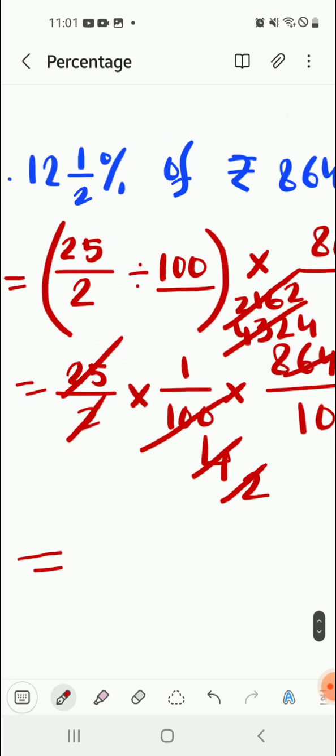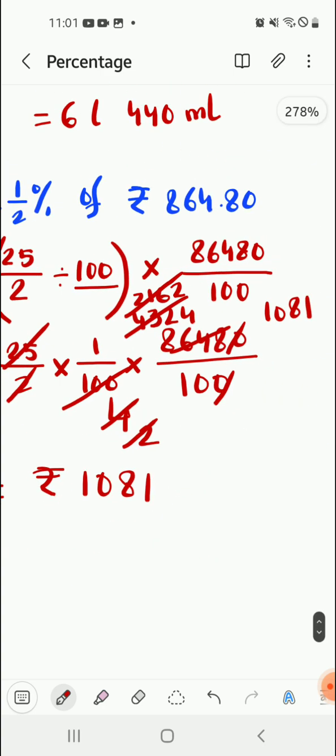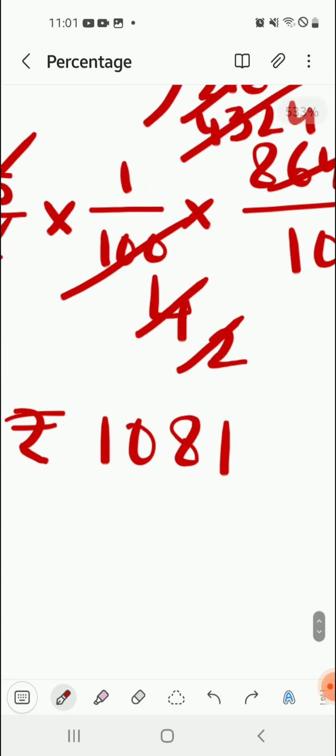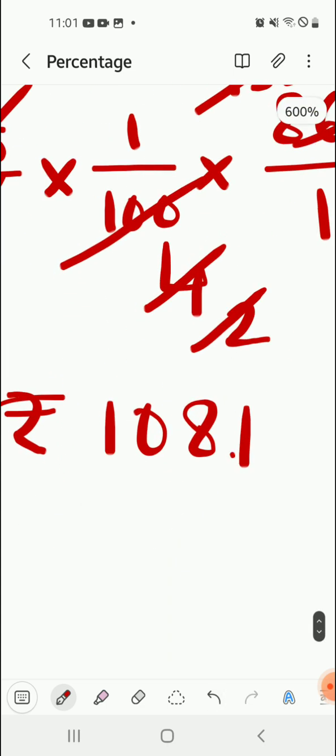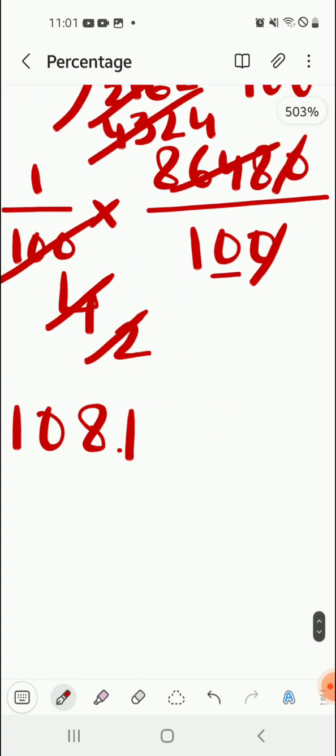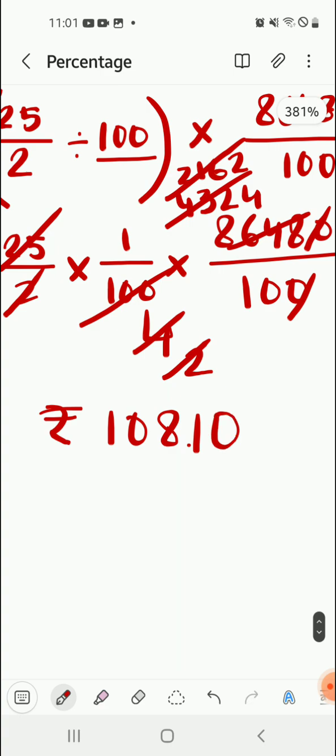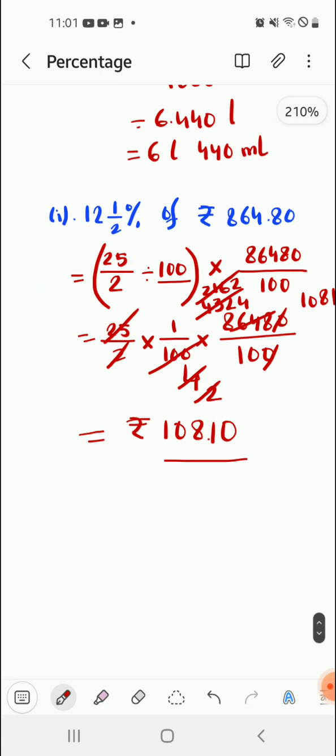My answer is rupees 1081, and there is only 10 left. So what we can do is insert the decimal point here, because there is only 10, so decimal place 1. In order to make it look practical, we'll insert a 0 here, and the answer is 108.10, that is rupees 108 and paise 10. So that is it.